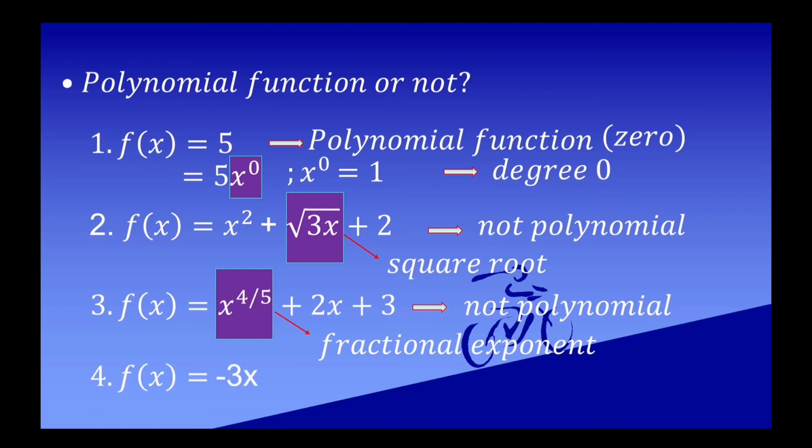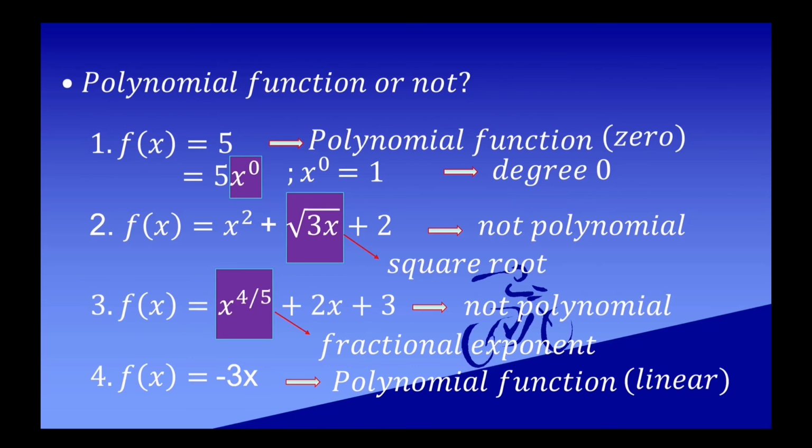For number 4, f of x is equal to negative 3x. So this is a linear polynomial function because the variable x is raised to 1. So this is a first degree function.